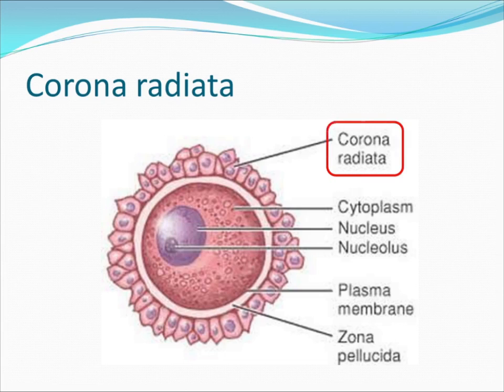Next is corona radiata. It is found in all mammalian eggs. This membrane is formed of a layer of follicle cells which are arranged radially around the zona pellucida.